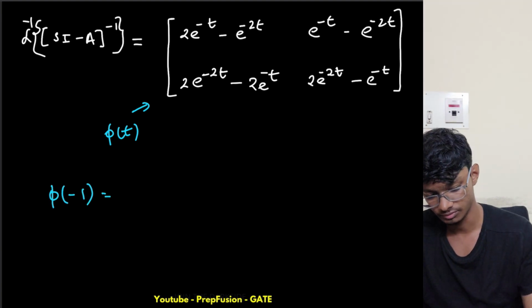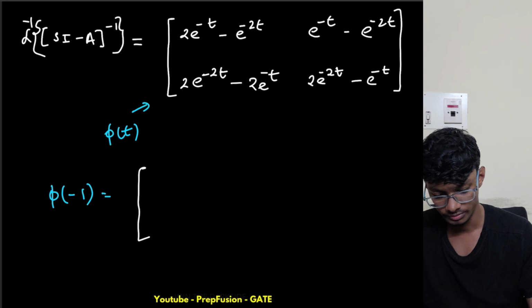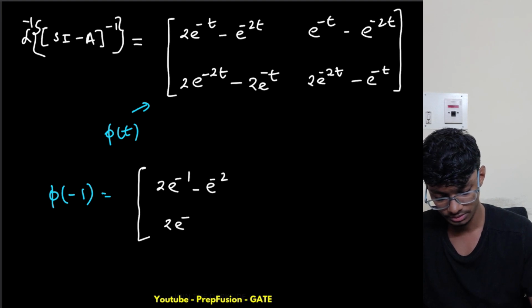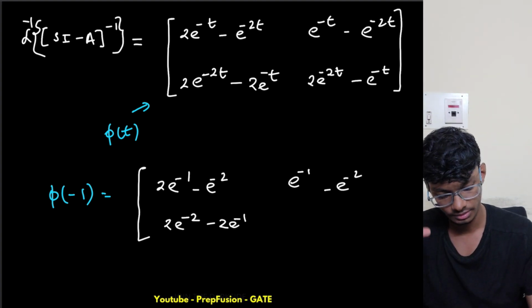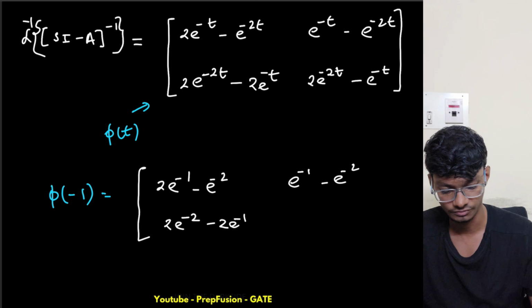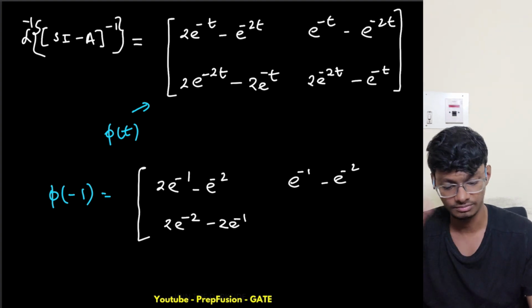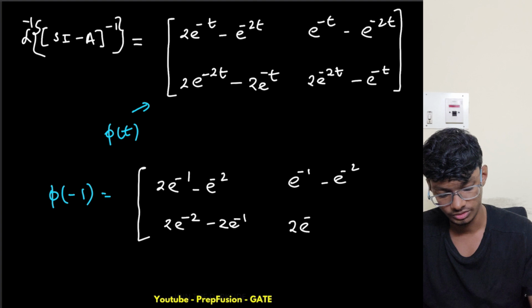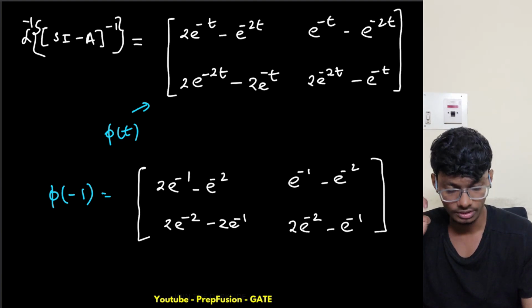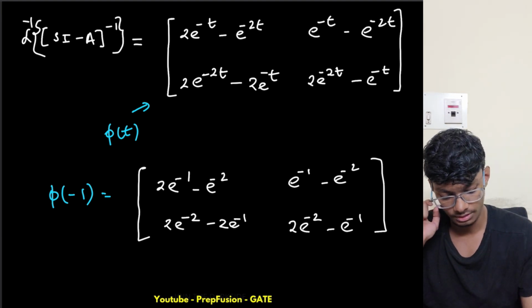So phi of minus 1, what will be the value? It will be 2 e raised to minus 1 minus e raised to power minus 2, 2 e raised to power minus 2 minus e raised to power minus 1, and e raised to power minus 1 minus e raised to power minus 2. Don't worry, this difficult question won't come, some simple question will come. I'm solving the difficult questions for you, so that this much calculation most probably will not come. So this is my state transition matrix.